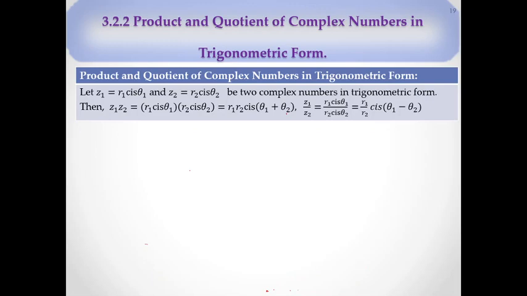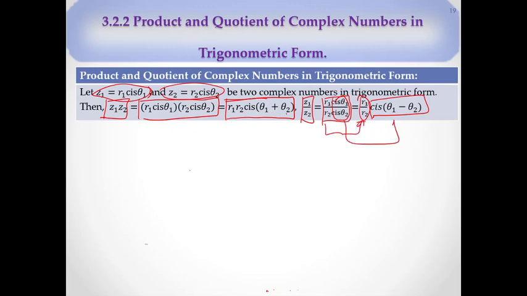Now another property here: what we have seen is this z1 times z2, which is equal to this. And now if we divide them, interestingly, CIS theta 1 divided by CIS theta 2 is equal to CIS of theta 1 minus theta 2, and R1 divided by R2 is still the same. But this is interesting.